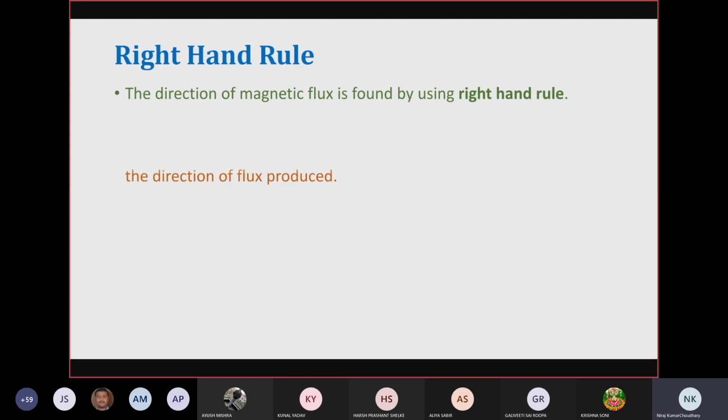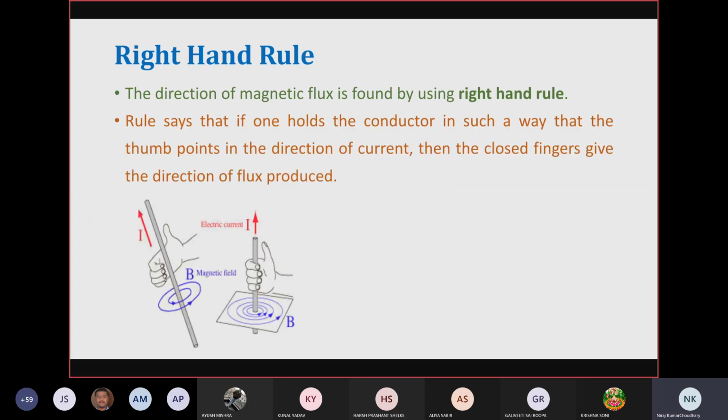Now there are some other laws that we will see here. All these laws are basically related to the magnetic circuits or electromagnetic circuits. So there are some rules, the right hand rule. Using this right hand rule, we can estimate or find the direction of the magnetic flux in any circuit, right? So what do we do in this?